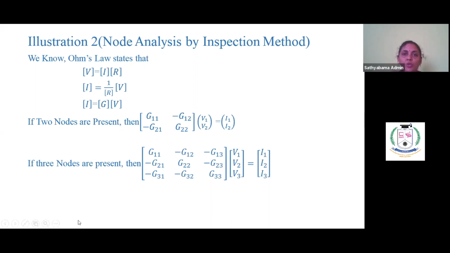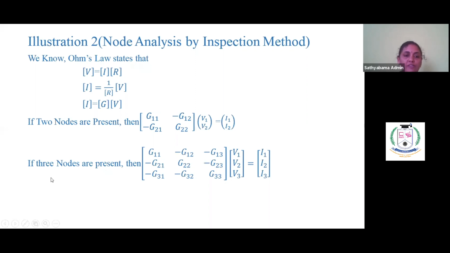Now, one thing you have to note here: all the common conductances will have a negative sign, and the diagonal elements will always be positive. This is in the formula. So if there is a negative sign in the problem, then you have to multiply that also. Next, into V1, V2. So we are going to have 2 nodes, so we will put it as V1, V2. V1, V2 are the voltages. Next, currents I1 and I2.